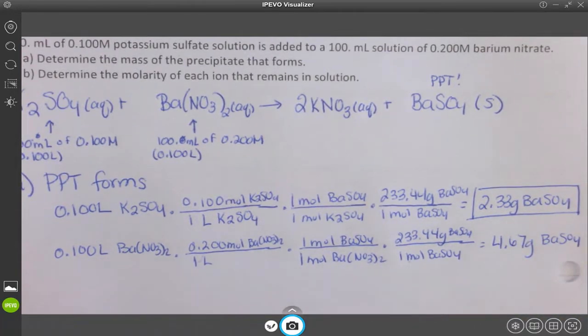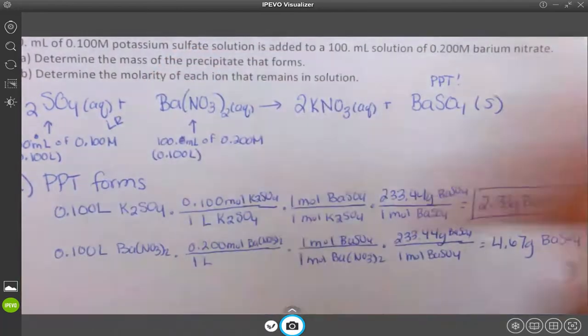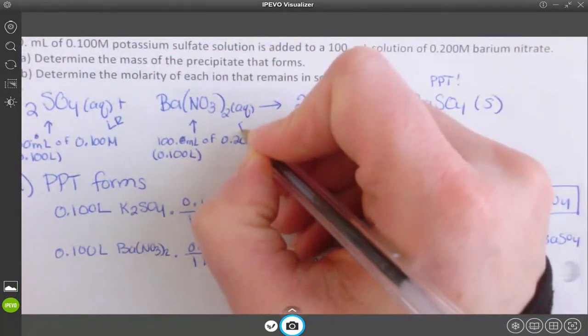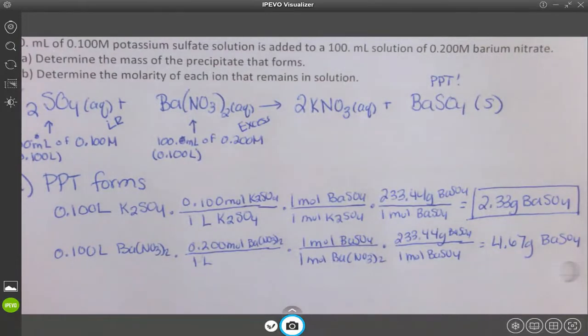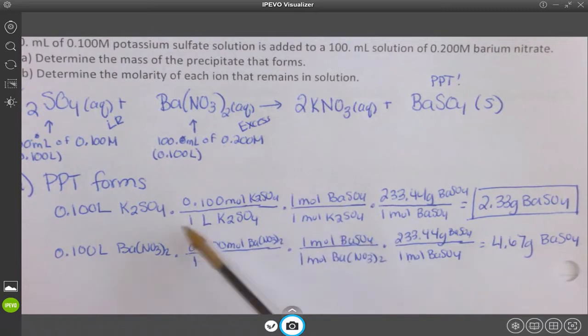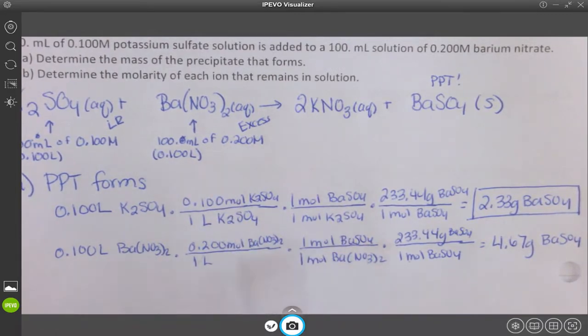That also tells me here that K2SO4 is going to be my limiting reactant. And then the barium nitrate is going to be the one in excess, which is going to be important for the next piece of this. One other thing to notice is that with some of this mole to mole, you could probably narrow down and figure out the limiting reactant based on that. But here I'm just showing you the full work in order to get to the grams of the precipitate.